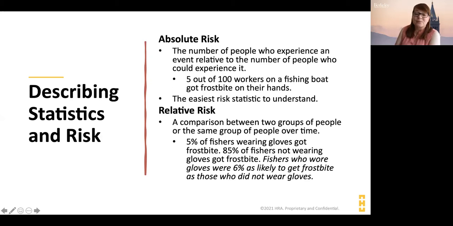So as an example, 5% of fishers wearing gloves got frostbite, 85% of fishers not wearing gloves got frostbite. And if you synthesize that down to a relative risk, you end up with fishers who wore gloves were 6% as likely to get frostbite as those who did not wear gloves.